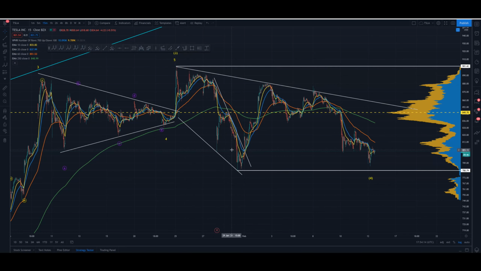I'm alright with this as a diagonal, because I can go 1, 2, 1, 2, 1, 2, 3, 4, 5, 3, 4, 1, 2, 3, 4, 5, okay? It's not pretty, but it would be a leading diagonal, so it would have an impulsive structure of 5, 3, 5, 3, 5, rather than an ending diagonal of 3, 3, 3, 3, 3, 3, okay? So that kind of works. But then we don't get that high after this 3-wave move here, which I don't like. That supports the triangle better.